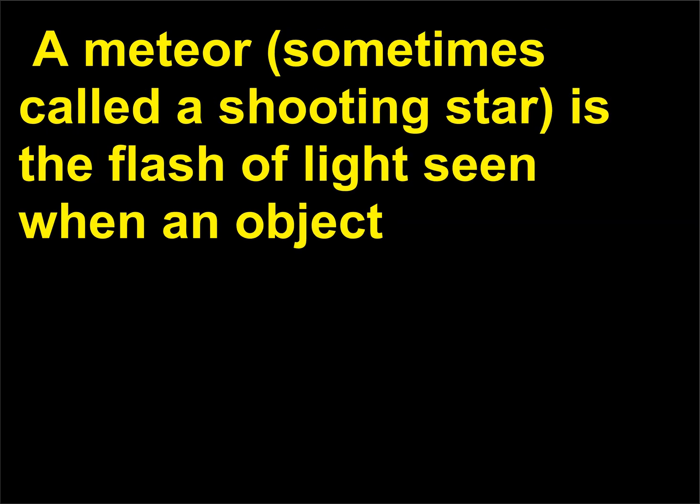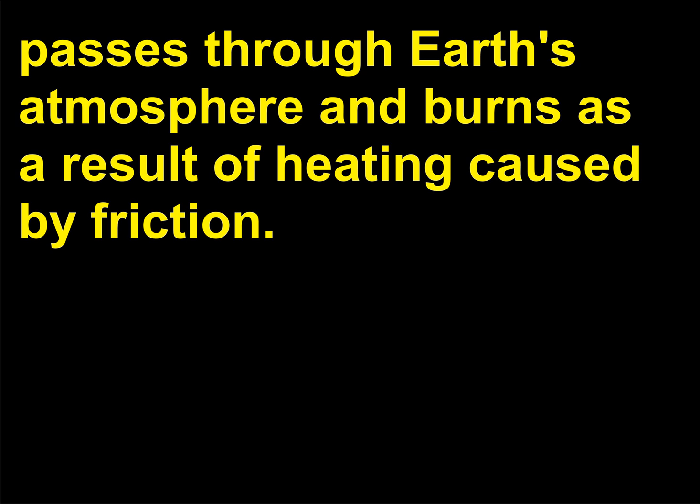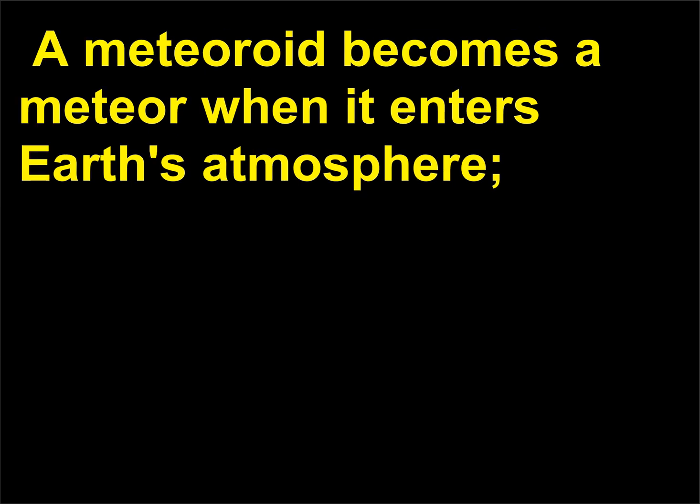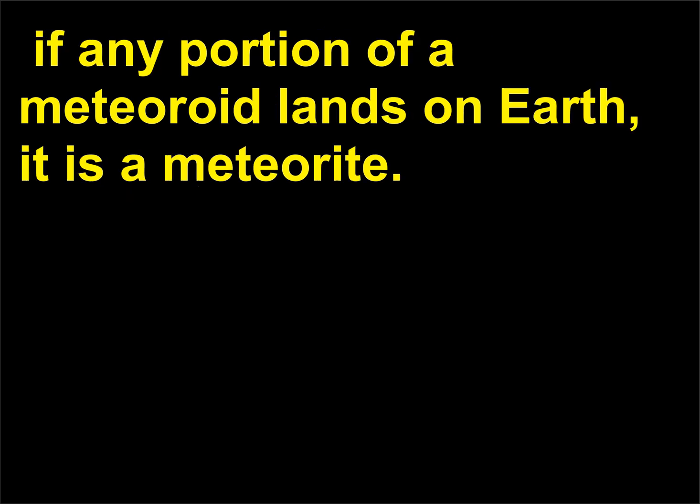A meteor, sometimes called a shooting star, is the flash of light seen when an object passes through Earth's atmosphere and burns as a result of heating caused by friction. A meteoroid becomes a meteor when it enters Earth's atmosphere. If any portion of a meteoroid lands on Earth, it is a meteorite.